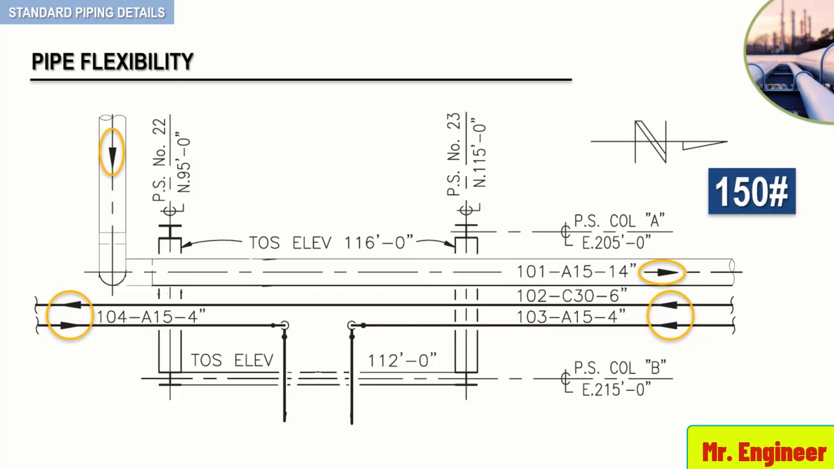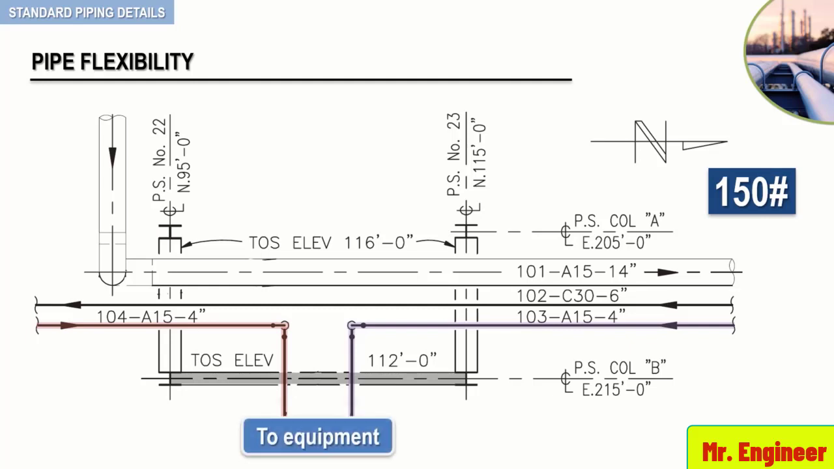Line 103 and 104 have similar spacing in the rack. Both pipes drop down in the rack, then turn west to rest on a support beam before they exit the pipe rack and presumably attach to a piece of equipment.